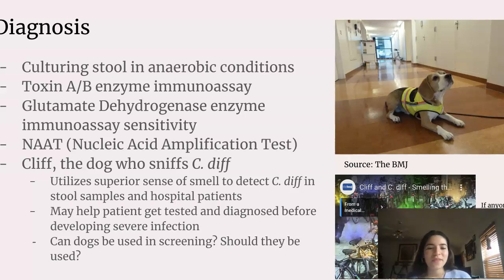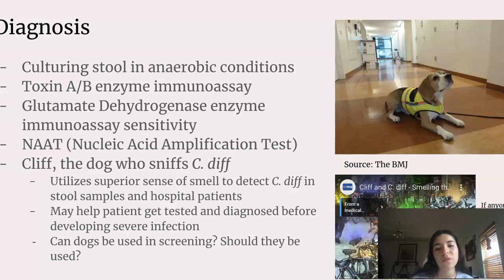And then I also found some other different types of ways to diagnose. We have Cliff, the dog who sniffs C. diff. I found it really interesting because I was just looking through YouTube videos, and then I found this really interesting case. So this dog, dogs have better smell than humans, of course. So he was used to detect C. diff in various stool samples in hospital patients. And even though it was fairly accurate, but not as accurate as other types of tests, it did help the patients get tested and diagnosed before developing severe infection.